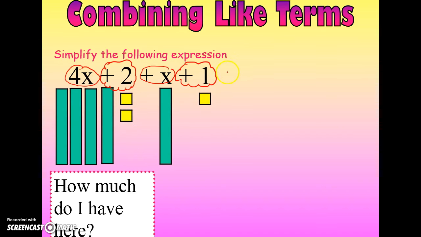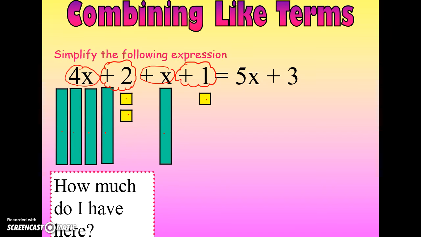So let's see, what we want to think about is how many x's do we have? 1, 2, 3, 4, 5 x's. Okay, and how many constants do we have? 1, 2, 3. Our constants total 3. So that's why our final answer is 5x plus 3.